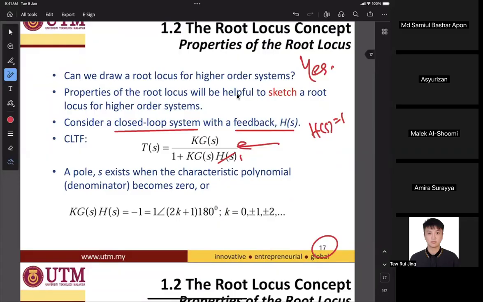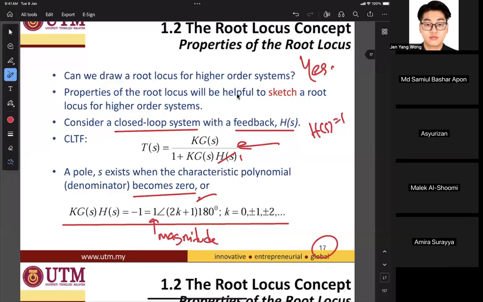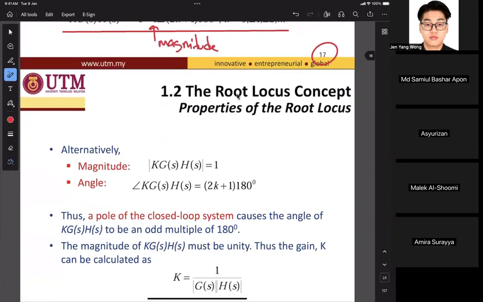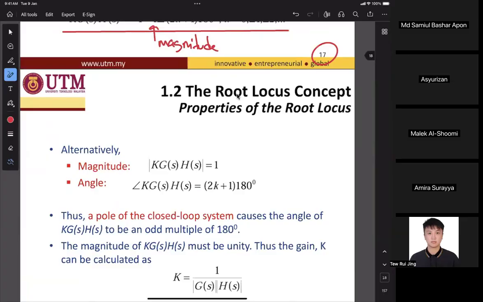By formulation, K G(s) H(s) equals -1, which equals 1 angle (2k plus 1) 180 degrees. This one is the magnitude, and this one is the phase angle, where k is equal to 0, 1, 2, and so on. Alternatively, we can write it as the magnitude |K G(s) H(s)| equal to 1.